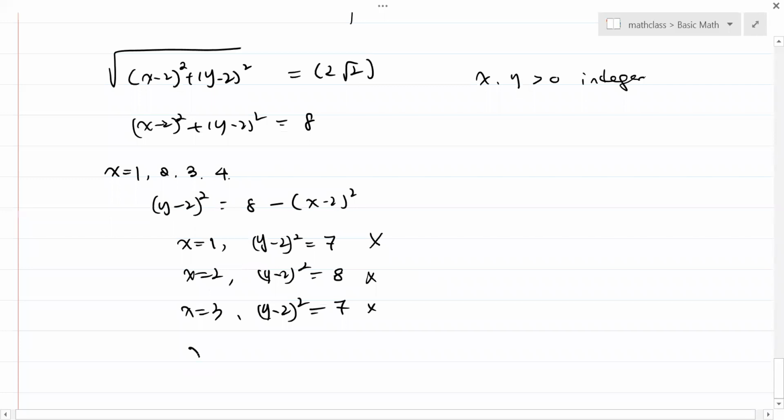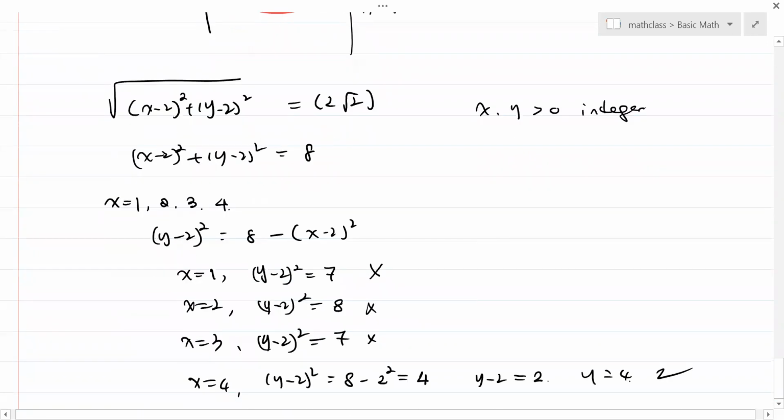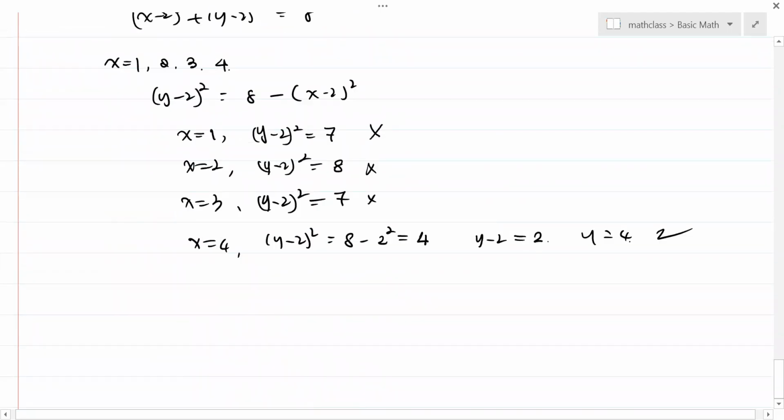So only when x equals 4, you get 8 minus 2 squared, so it's 4. So y minus 2 is going to be 2, and that implies y equals 4. So that is the only answer. From the graph, you can see that this is the answer, but that does not mean this is the only one. You have to show that the others do not meet the requirement. Anyway, there's only one solution.